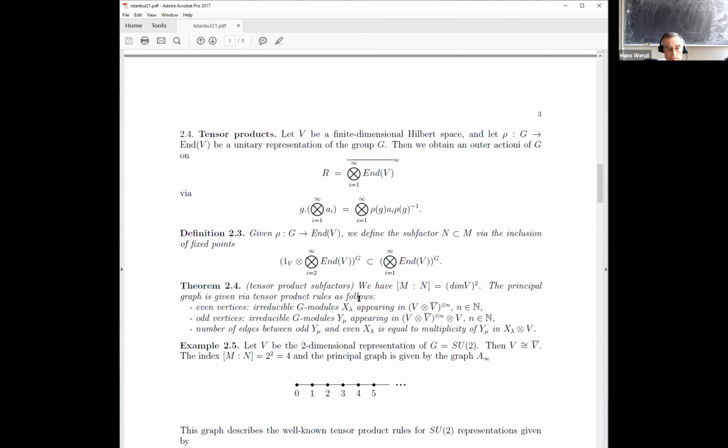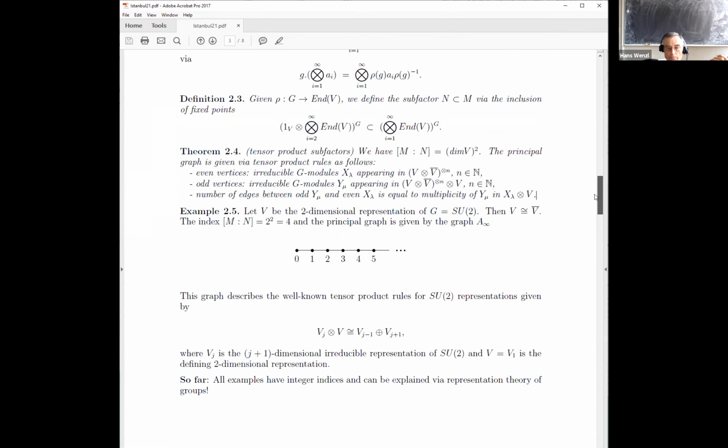So yeah, okay. I mean, it's probably not that important going over the details, but again, the even vertices are given by the irreducible G modules appearing in tensor powers of V tensor V bar, where V bar is the contragredient or dual representation. The odd ones are given by these guys here, where you take tensor powers of V tensor V bar and you tensor it again with another V. And again, the number of edges are given by some multiplicities in tensor products, which is fairly straightforward.